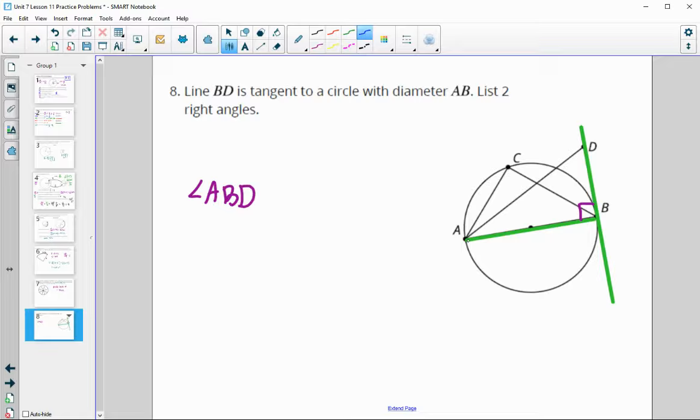And then since AB is a diameter, it's splitting the circle into 2 180-degree arcs. So we see that this arc right here is 180. So the inscribed angle coming off of it would be a 90-degree angle. So angle ACB would be 90 degrees as well, or a right angle.